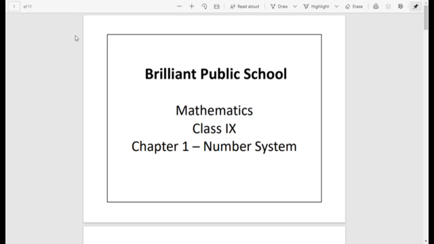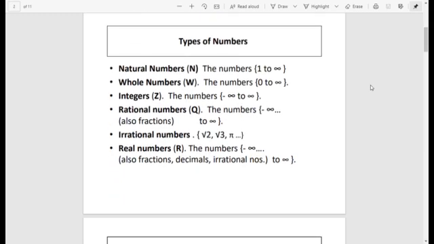Today we are going to learn chapter 1, that is number system. Types of numbers. Numbers can be natural numbers 1 to infinity, whole numbers 0 to infinity, integers minus infinity to infinity, rational numbers minus infinity to infinity. This also includes fractions, irrational numbers, root 2, root 3, pi. These are the irrational numbers. Real numbers minus infinity to infinity. This also includes fractions, decimals, irrational numbers.